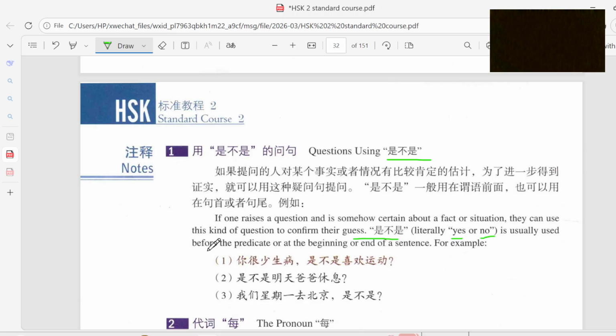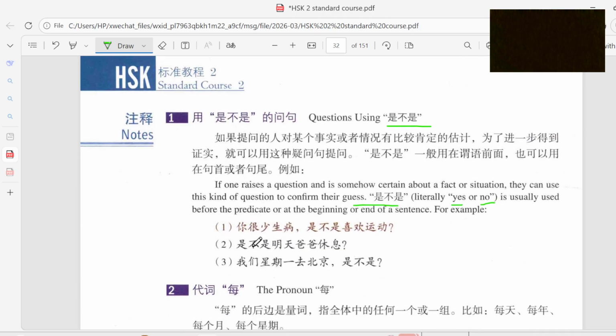It's usually used before the predicate, or at the beginning or the end of a sentence. For example, look at the first sentence here: 你很少生病, You seldom fall sick. We just looked at that. Okay, 是不是. You see, in this case, it comes in the middle. It's before the predicate.